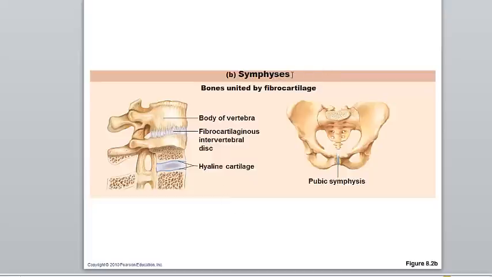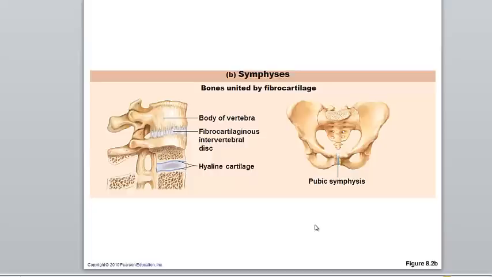Make sure you focus on the spelling. Synchondrosis and symphysis, the classification of cartilaginous joints, has ES at the end. Pubic symphysis has IS at the end, a completely different word altogether. So pubic symphysis is one area where you're going to see this type of joint. The other place you're going to see this type of joint is between your vertebrae. That'll be your intervertebral disc. So you have your fibrocartilaginous joints in between the vertebrae themselves. Those are the two examples of your symphysis.